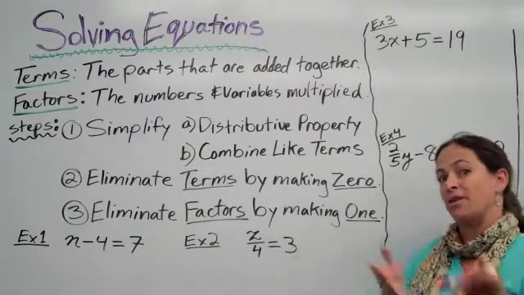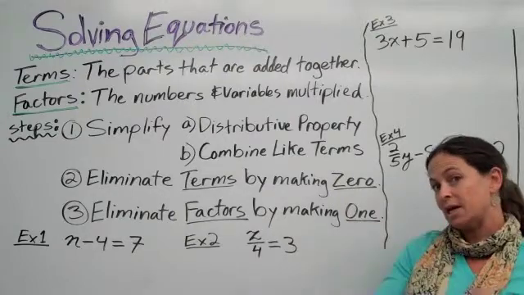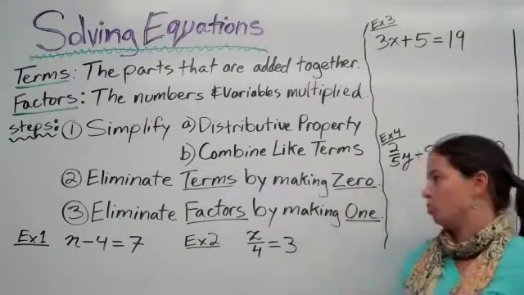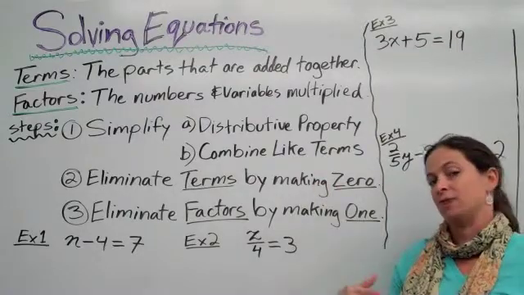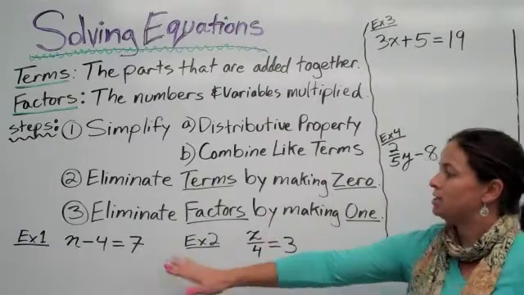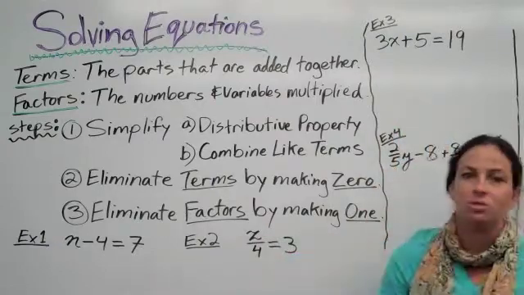If you have 5x, that's 5 times x, and you were to divide by 5, well, the 5's would simplify out to a 1, and so you would eliminate the factor of 5 by making a 1. So I start with easy examples, go on to harder examples. Let's try.